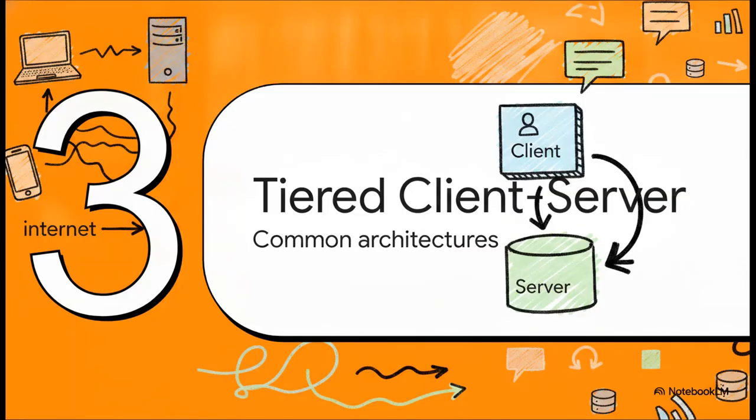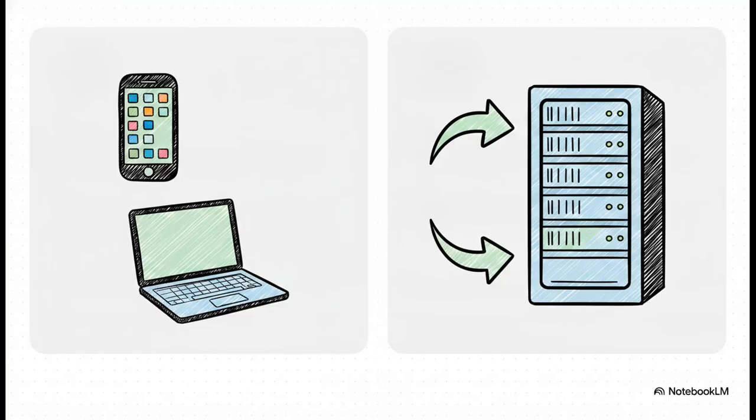Okay, Section 3, Tiered Client-Server Patterns. This is probably the most common way you interact with the internet every single day. We're going to start with two-tier systems, which is the absolute simplest form of this architecture. But look, I want to ensure we're making no assumptions about prior knowledge here, so let's define the foundation in plain English. A client is the receiver of services.